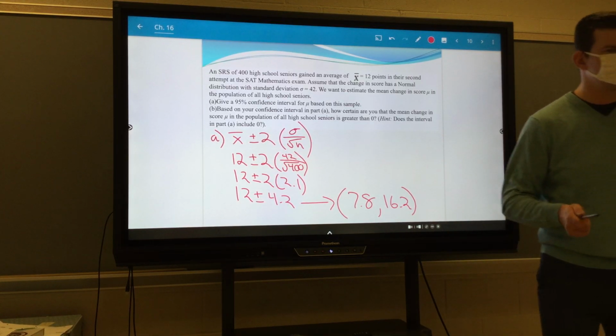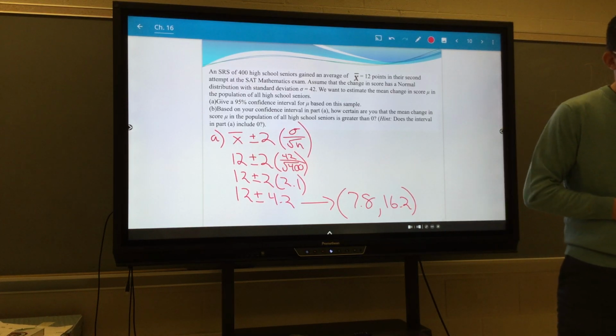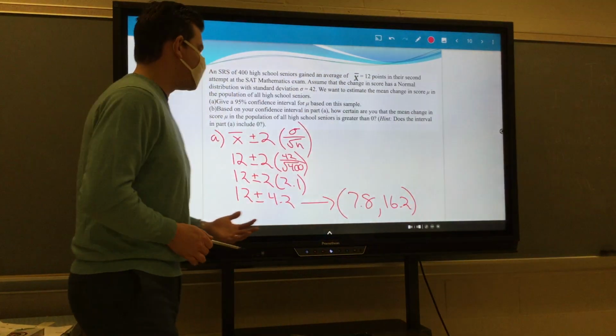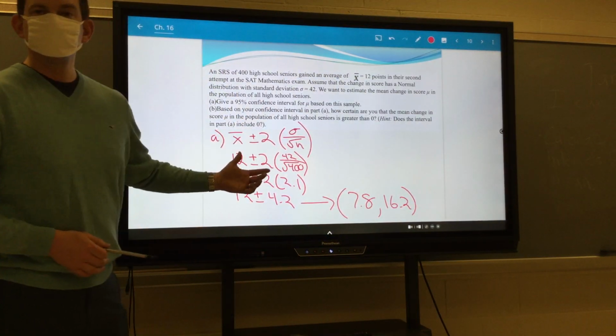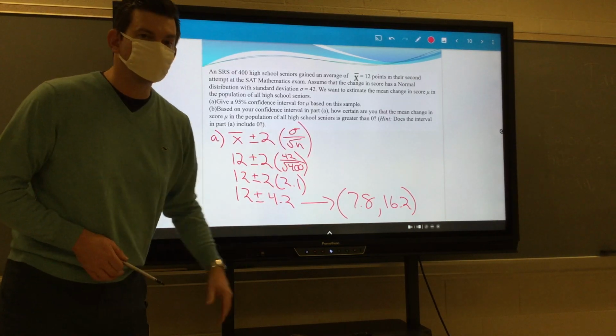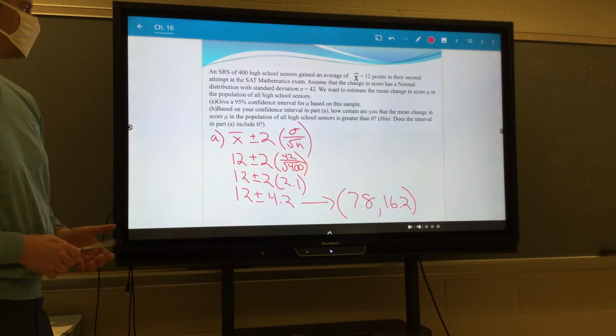Any questions on that? You can see here that the calculations themselves aren't really that bad. We have our equation, get it set up, put the numbers in, follow the order of operations, and solve.